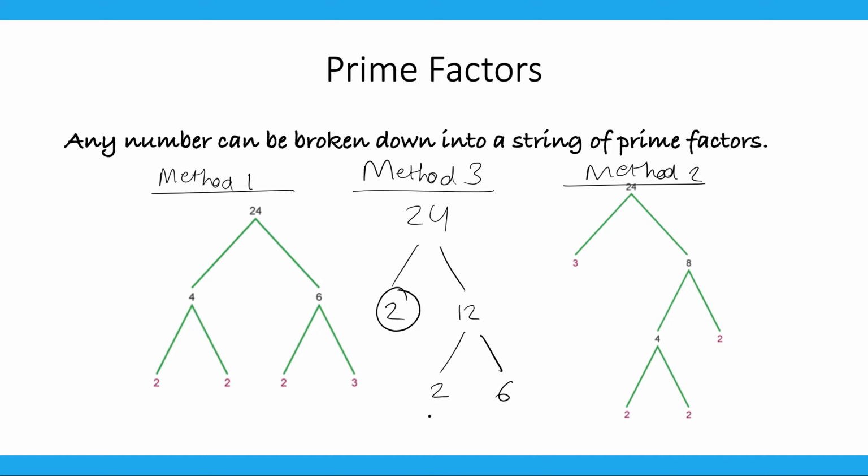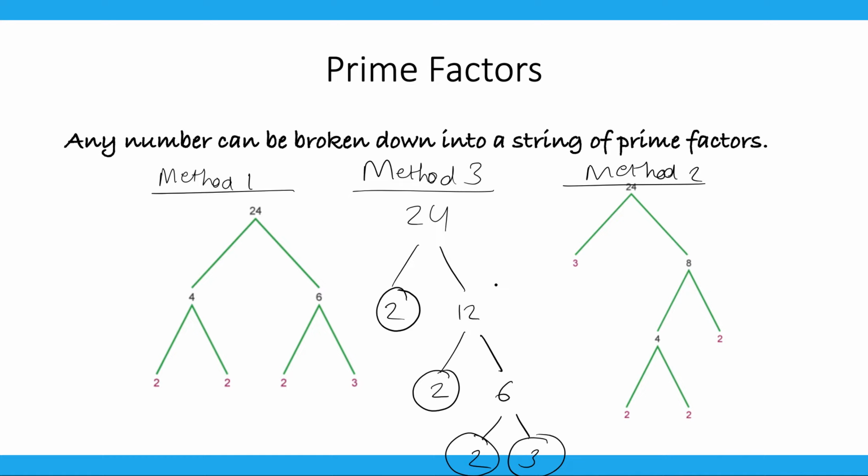Can 2 be split further? No, it can't. It's a prime number. Let's circle it. Can 6 be split further? Yes, it can. It can be split into 2 and 3. Can 2 be split? No, it can't. It's a prime number. Can 3 be split? No, it can't. It's a prime number. So now we have all our prime numbers.